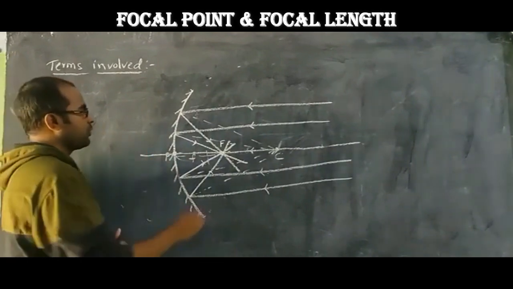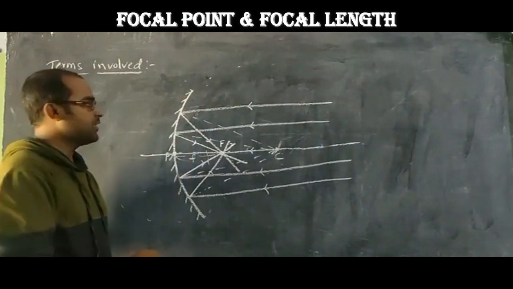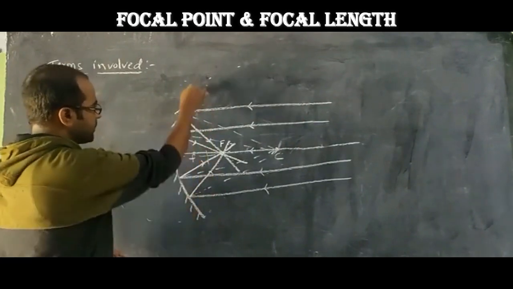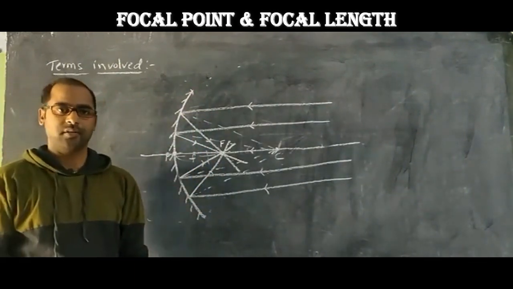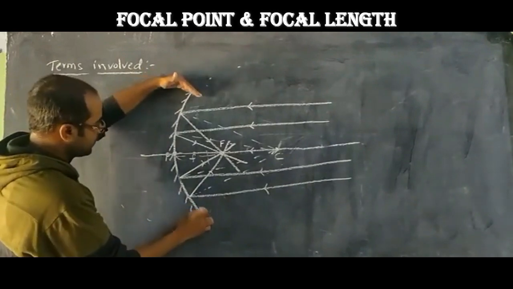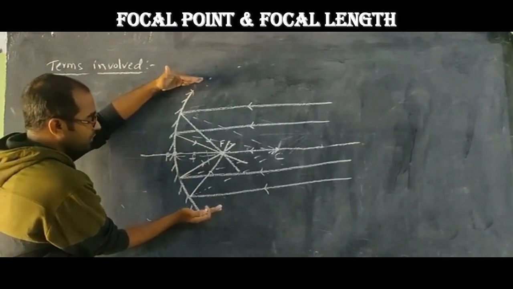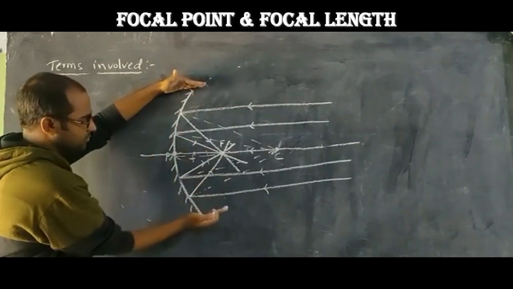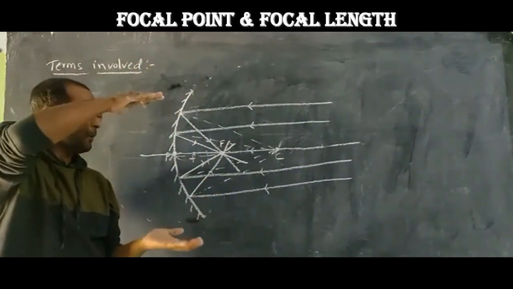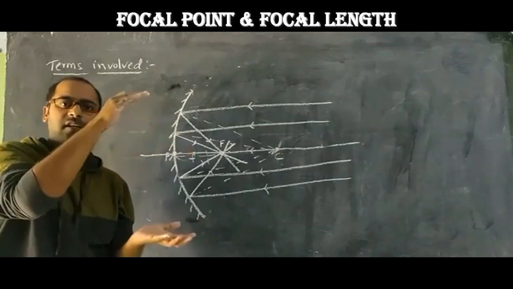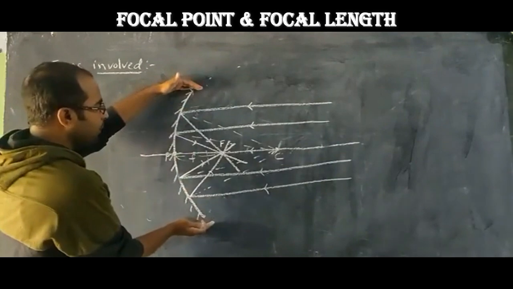Yes, I forgot one more term, that is the aperture of the mirror. The diameter of the reflecting surface of the mirror is called the aperture. So this diameter of the reflecting surface determines how much light can be focused. So the diameter of the mirror where the light can fall, or where the light can be reflected, is the aperture of the mirror.